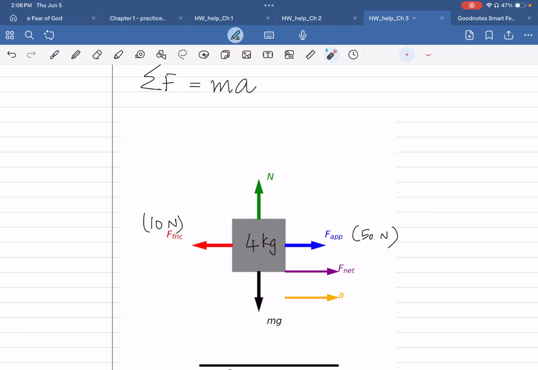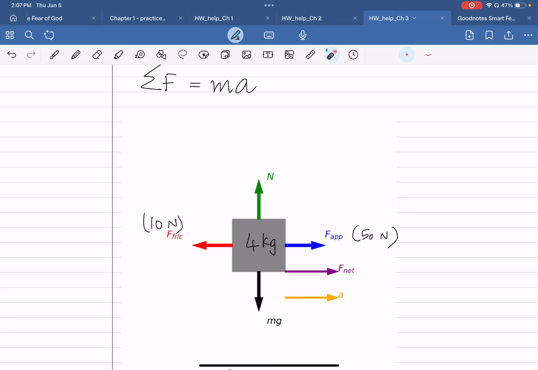So if you look at the forces on the x, you see that the F applied, or the applied force, is to the right side, so it's positive, but the friction force is to the left, so it's negative. So when you take the net force of these two, you're going to take F applied minus F friction. That's because they are in opposite directions. So if the applied force is 50 newtons, and the frictional force is 10 newtons, then in this particular case, on the x-axis, the net force is 40 newtons.